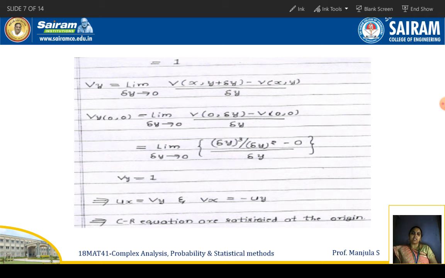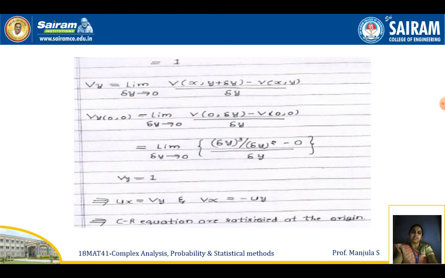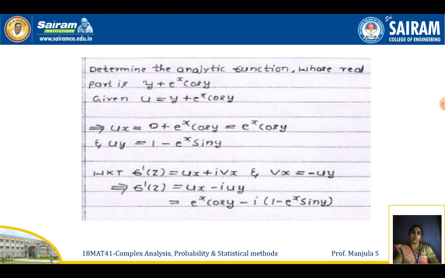So now the CR equation is satisfied, that is ux equals vy and vx equals minus uy. So this CR equation is satisfied at the origin. This is what they asked us to prove. So we got the result. Now we'll see the next problem.